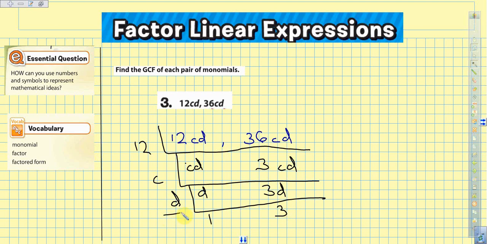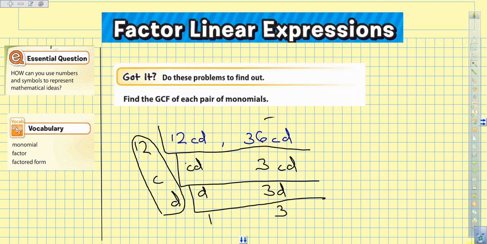So what am I left with? 12cd. Why? Because 12cd goes into 12cd one time, but 12cd goes into 36cd. Well, c goes into it 1, d goes into it 1, and 12 goes into it 3 times. So that's my answer, 12cd.